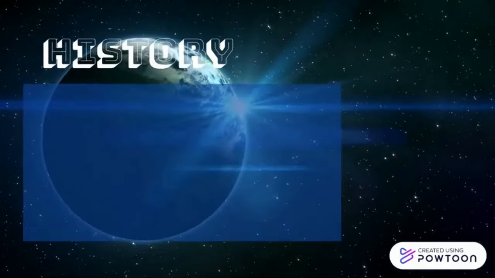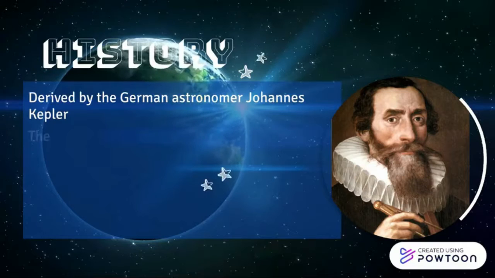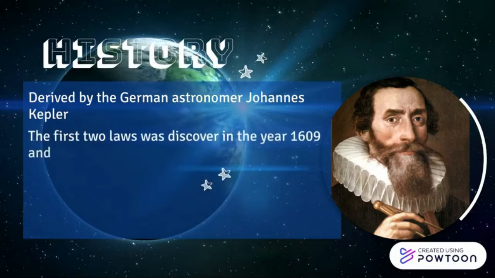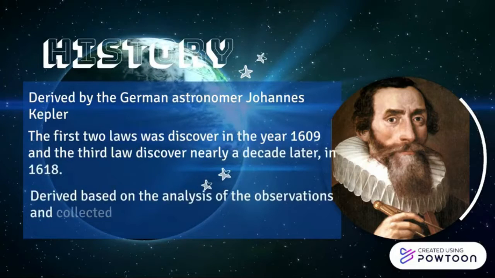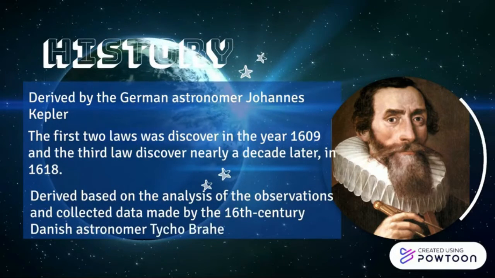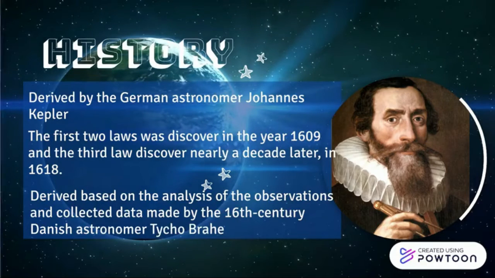History of Kepler's laws, derived by the German astronomer Johannes Kepler. The first two laws were discovered in the year 1609 and the third law nearly a decade later in 1618, derived based on the analysis of the observations and data collected by the 16th century Danish astronomer Tycho Brahe.